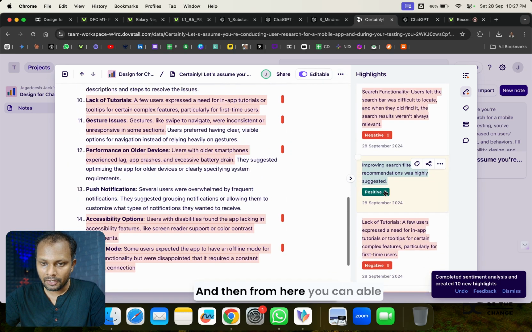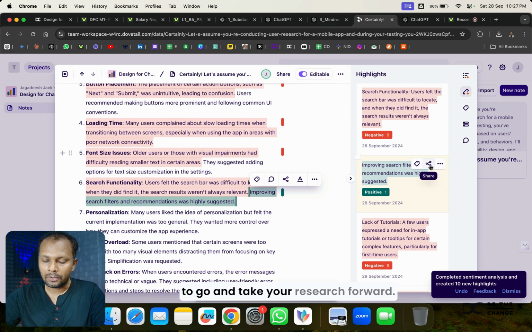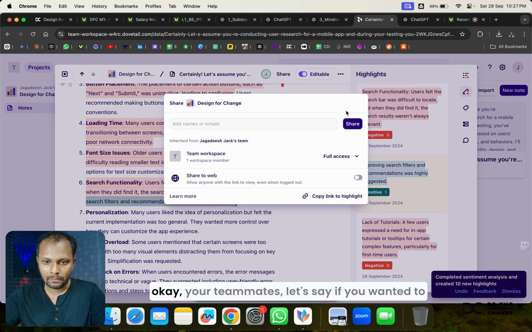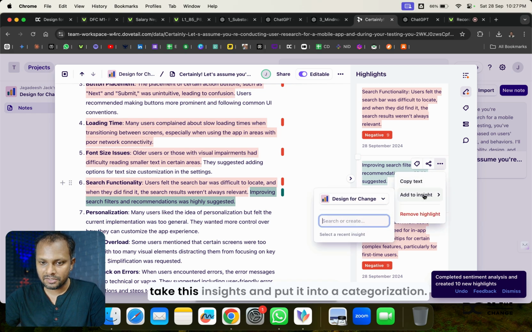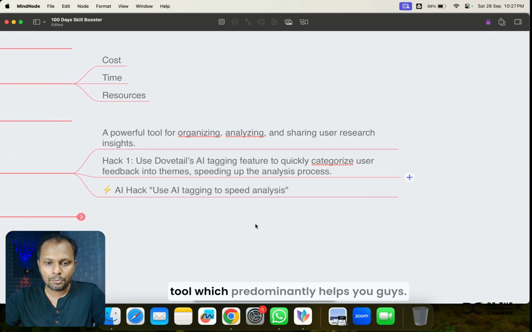Okay. And then from here, you can go and take your research forward. Let's say you want to share with somebody, your teammates. Let's say you wanted to take these insights and put them into a categorization. So this is a very good AI tool which predominantly helps you guys.